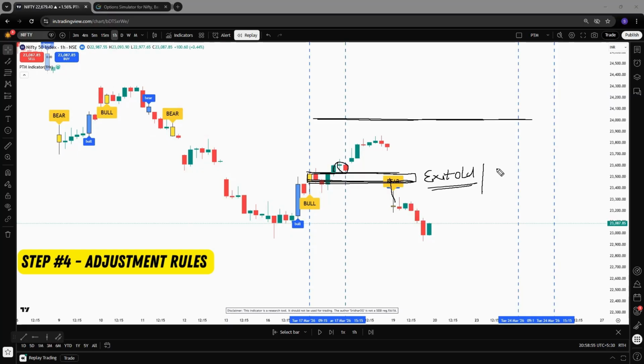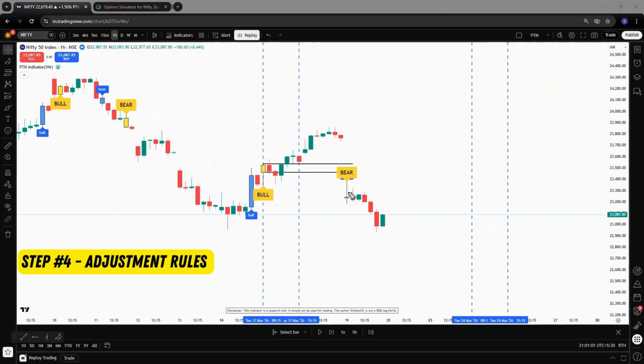Then immediately I have to create the opposite side position. So here I created a bull put spread, correct? So when this zone broke, immediately I have to create what? Simple. I have to create your bear call spread. Simple. So the zone broke, I became bearish. As long as price is above it, I am bullish.